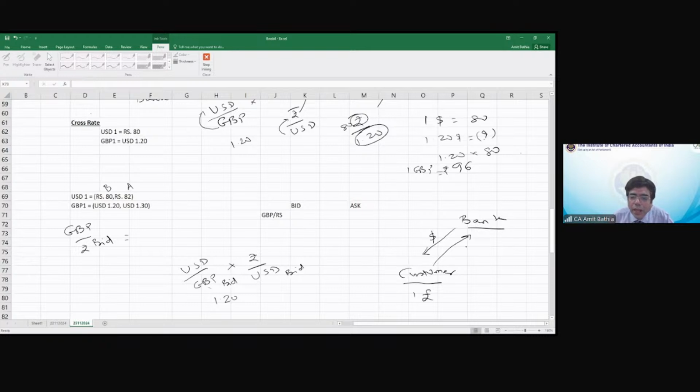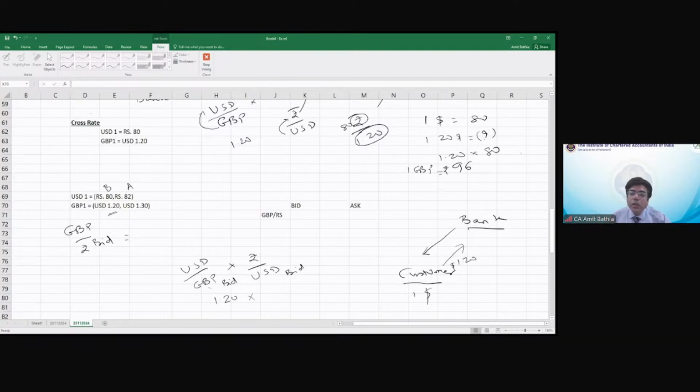So when I give them £1, the bank is going to give me dollars. How much, 1.20 or 1.30? 1.20. Remember, the bid price is the sell price for the customer. I am the customer over here, so what is the bid price for me? The bid price for me is 1.20, so I'll get only $1.20. Are you with me? Yes, sir. Now I have dollars with me, and I want to sell $1.20.